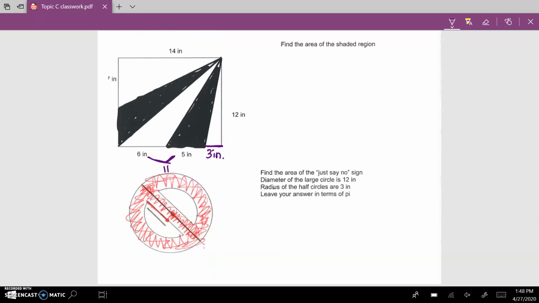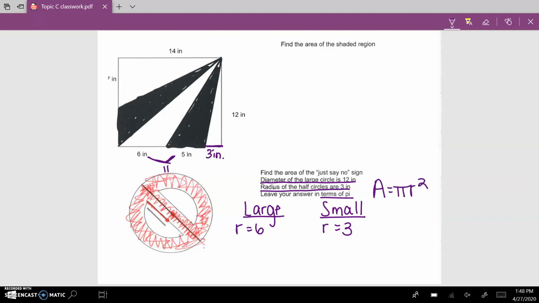And then the last one, find the area of the shaded region. The diameter, this is the important part, the diameter of the large circle is 12. The radius of the half circles is 3, and leave in terms of pi. So I would set it up: you have a large circle, and then you have a smaller circle, okay? The diameter of the large circle is 12, which means the radius would be 6, and the radius of the small is 3. Because remember, if you're finding the area, you have to have the radius. The diameter doesn't really help you.